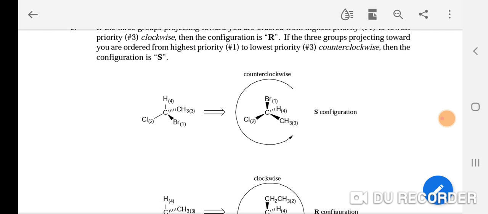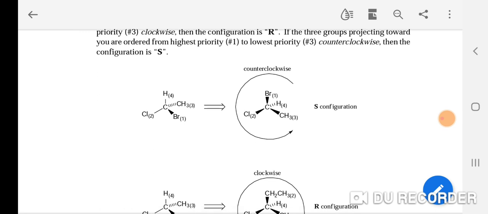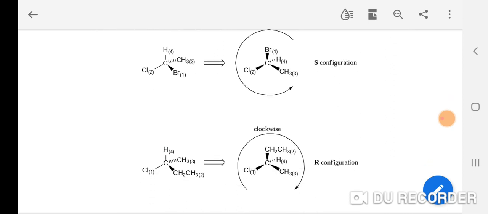See this example, the first example for S configuration, in which hydrogen is away from you and bromine, chlorine and CH3 are towards you, but the direction of the priority groups from 1 to 3 is counterclockwise, therefore it is the S configuration. And in the second example, the priority is given and the direction of orientation from 1 to 3 is clockwise, therefore the configuration is R.